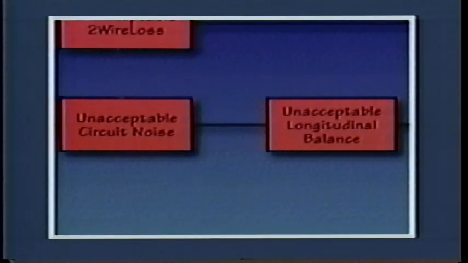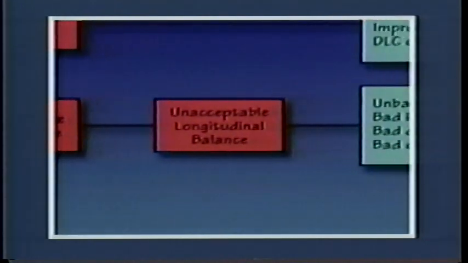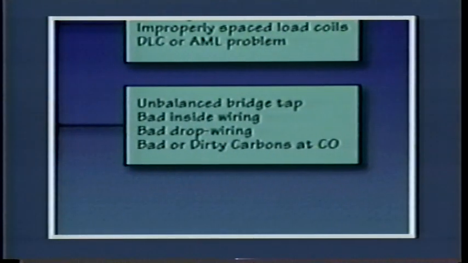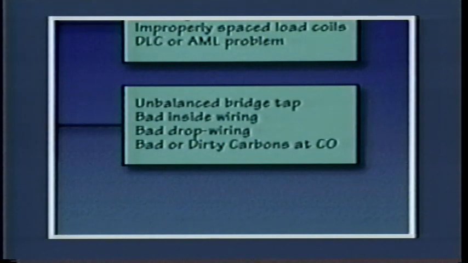If the circuit noise and the longitudinal balance are unacceptable, but all other tests are good, the potential problems are an unbalanced bridge tap, bad inside wiring, bad drop wiring, or bad or dirty carbons at the CO.